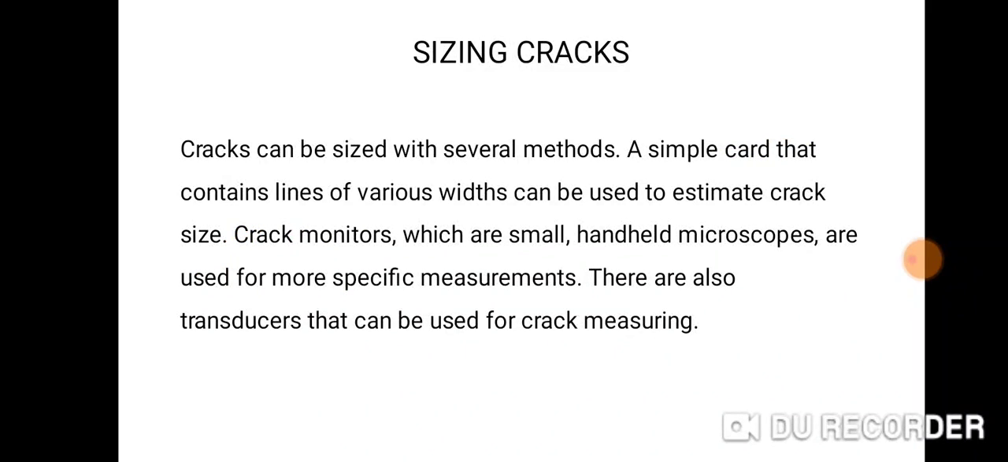Sizing cracks. Cracks can be sized with several methods. A simple card that contains lines of various widths can be used to estimate crack size. Crack monitors, which are small handheld microscopes, are used for more specific measurement. There are also transducers that can be used for accurate measuring.